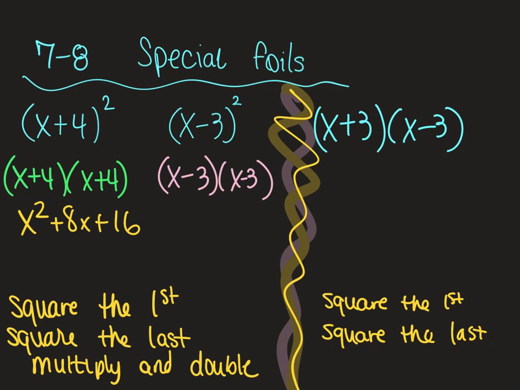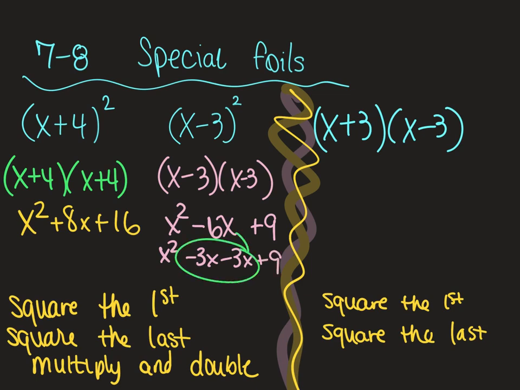So anyway, let's do this again. Square the first, square the last, multiply, and double. Let's do it for the pink ones. Square the first, square the last, notice that it's a positive 9, multiply, and double, negative 6x. So negative 3x doubled is negative 6x. Now again, if you don't remember how to do it, you just do first, outer, inner, last, and these guys will naturally combine to make like terms to get that. So it's not the end of the world if you can't remember the special foils.